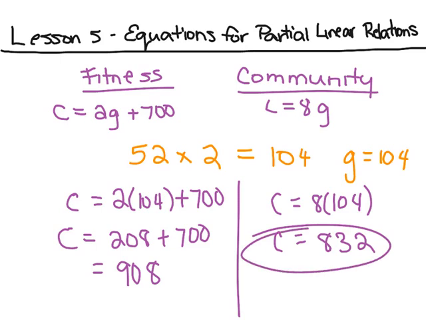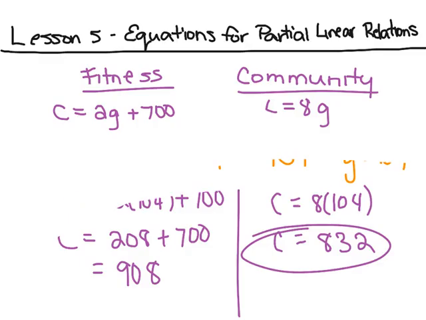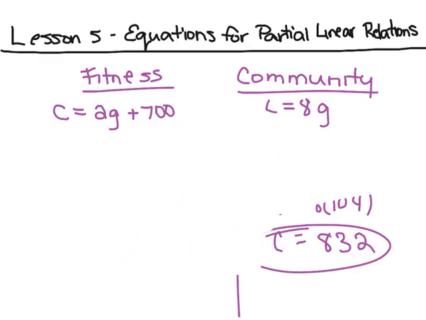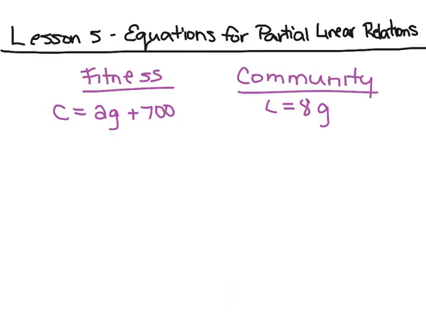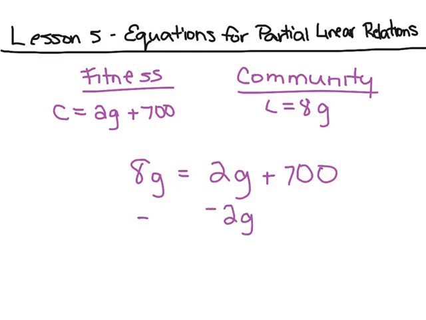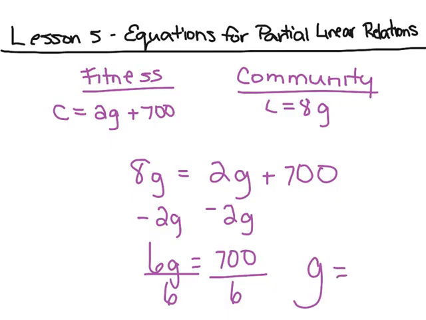Part C is asking us when the two are the same. So what we're going to do is we're going to make them each equal to each other. So we have 8g is equal to 2g plus 700. We want to figure out when they're the same. So now we're going to solve for g. So minus 2g from both sides. We have 6g is equal to 700. Divide by 6, and g is equal to approximately 117.